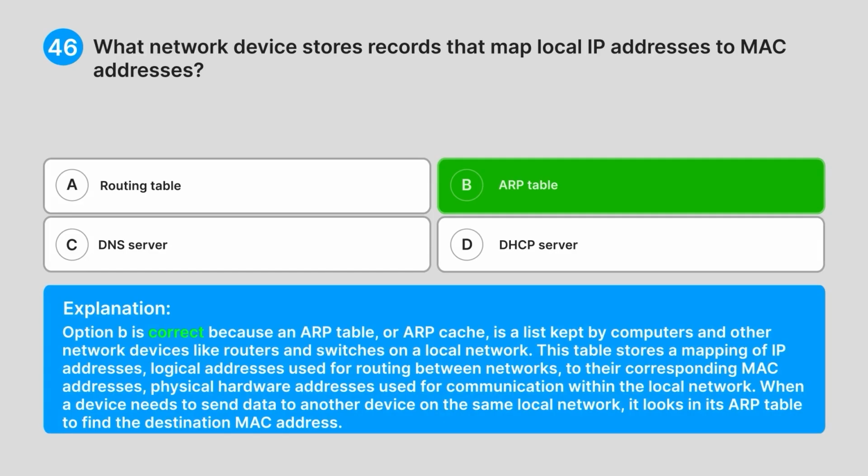Explanation. Option B is correct because an ARP table, or ARP cache, is a list kept by computers and other network devices like routers and switches on a local network. This table stores a mapping of IP addresses, logical addresses used for routing between networks, to their corresponding MAC addresses, physical hardware addresses used for communication within the local network. When a device needs to send data to another device on the same local network, it looks in its ARP table to find the destination MAC address.